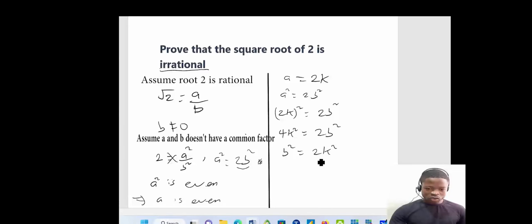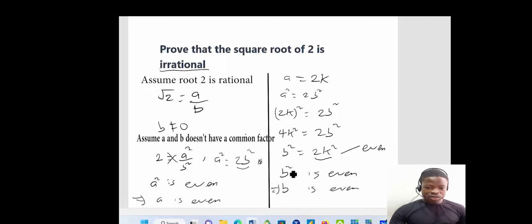So we can conclude that since b squared equals 2k squared, all of this is even. And if the right hand side is even, it means that b squared is even. And if b squared is even, that means b also is even.